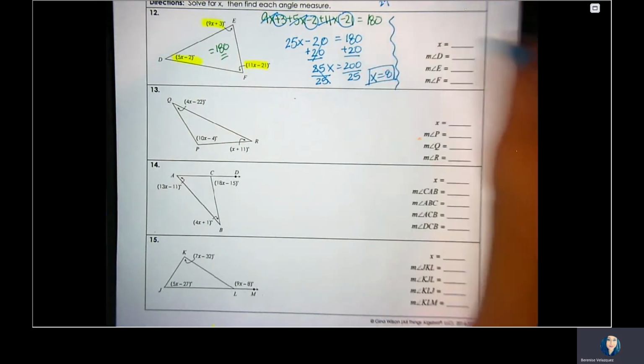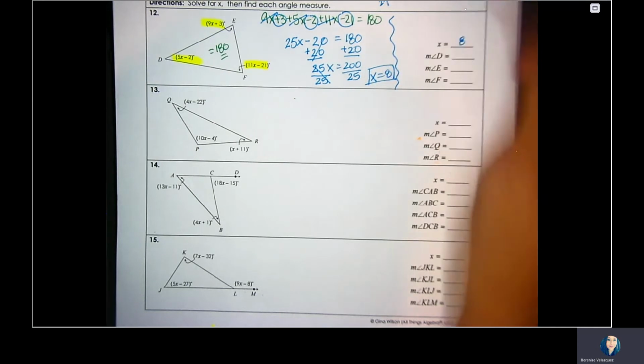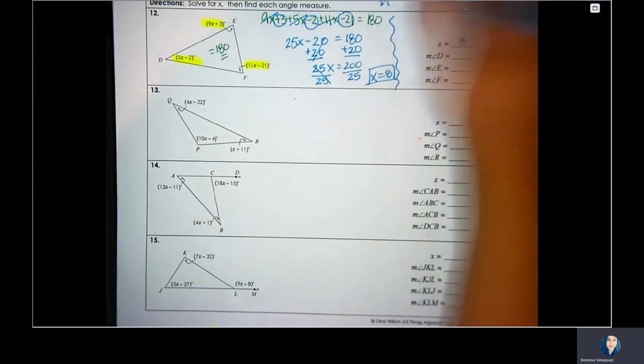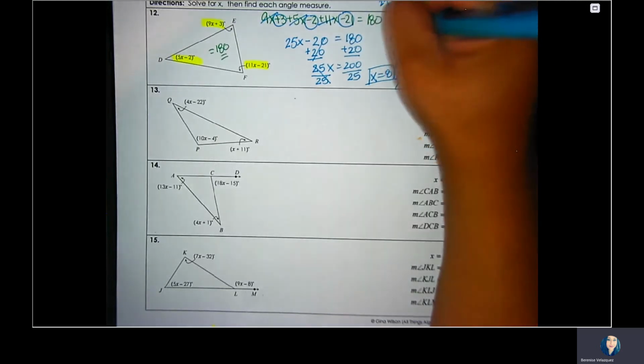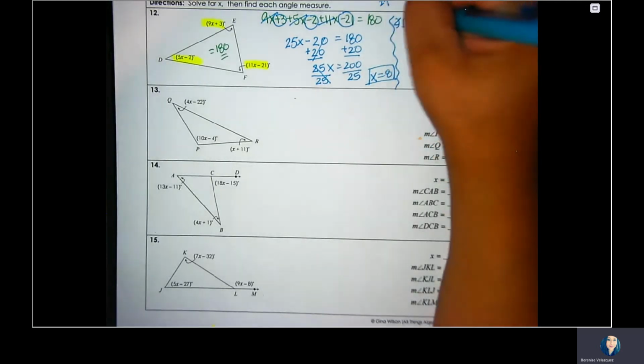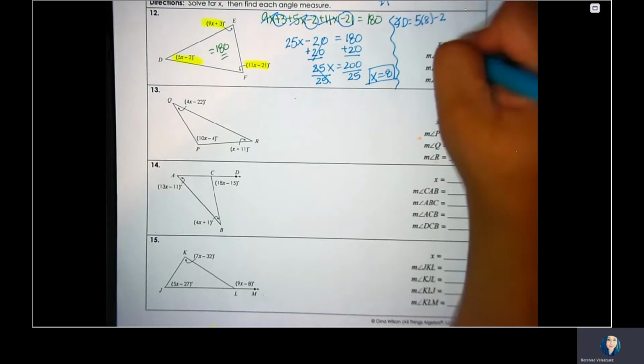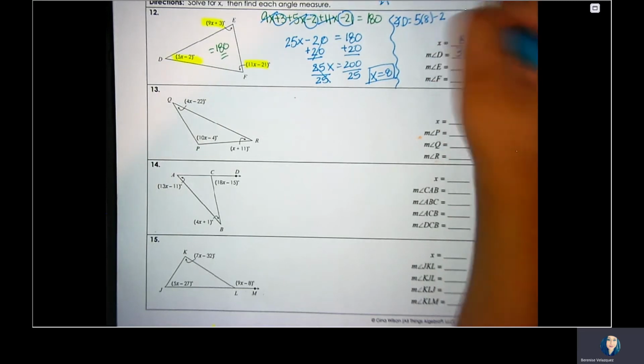So I didn't leave a lot of space, but 8 is my first blank, and now I have to plug it back in. The good thing about this one is you don't have to guess. There's already an equation there. So for angle D, this is what I'm going to plug into the calculator. 5 times 8 minus 2. You can do this in your head. 5 times 8 is 40, minus 2 is 38.